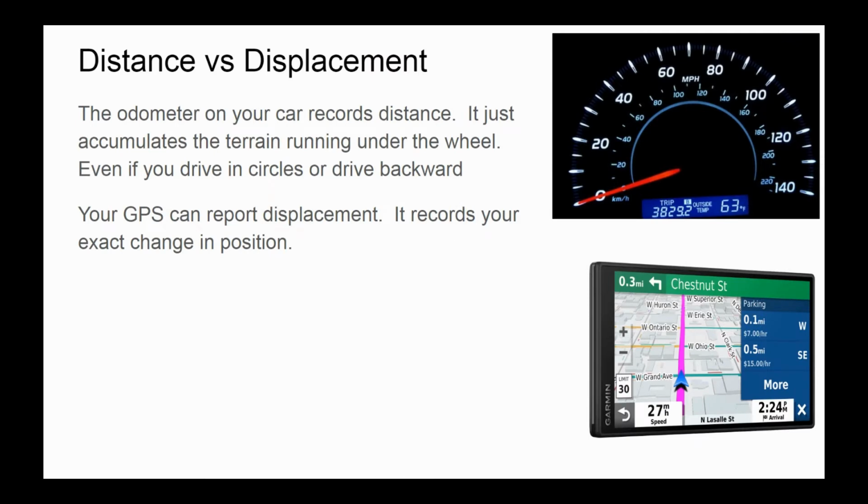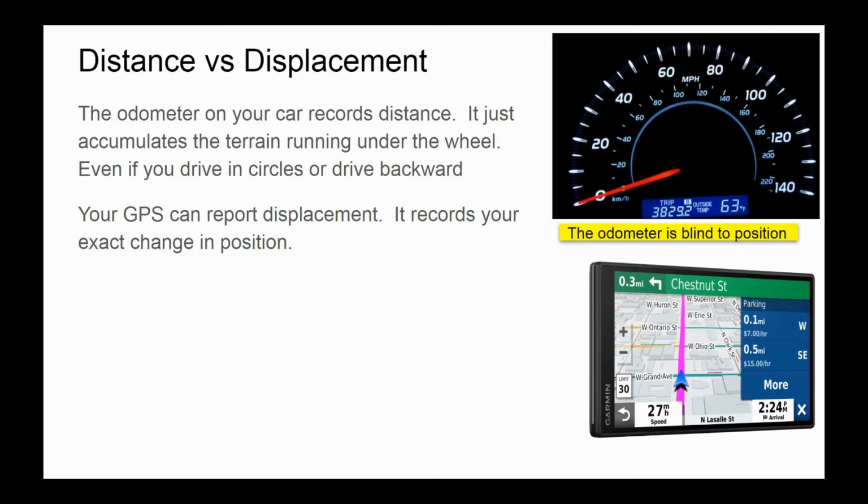Distance versus displacement. Your car has an odometer that records distance. It just accumulates the terrain running under the wheel, even if you drive in circles or drive backwards. You cannot get that number to go down. So it's recording the total distance the vehicle has traveled. A GPS, on the other hand, can report displacement. It records your exact change in position, so it should go back to 0 when you get home again.